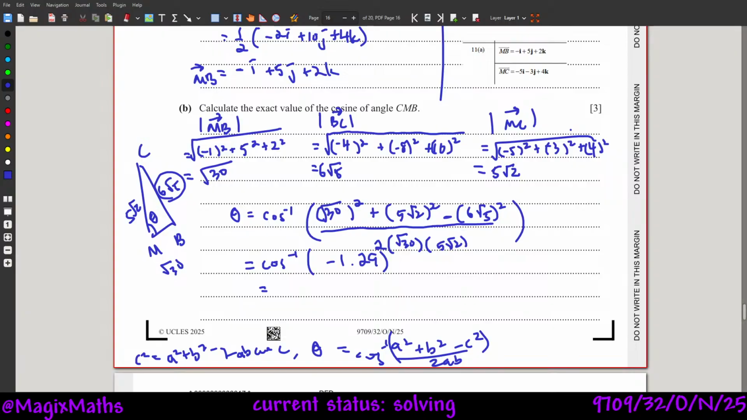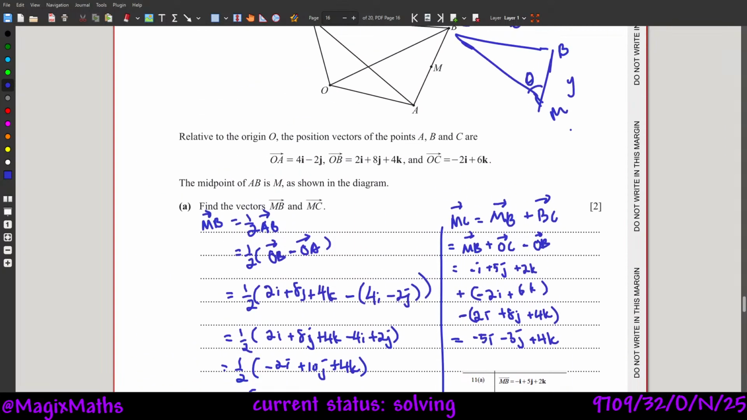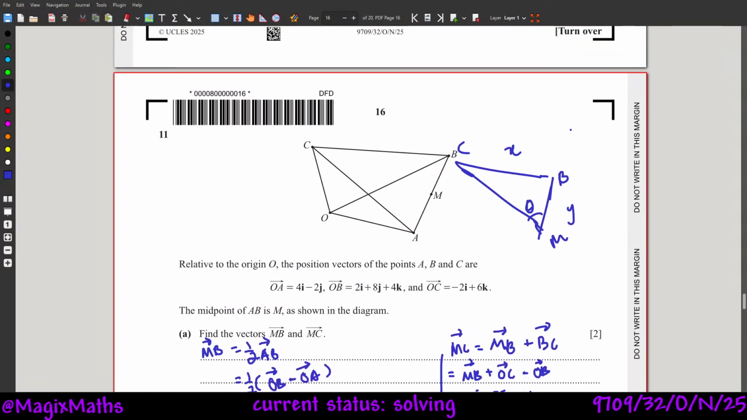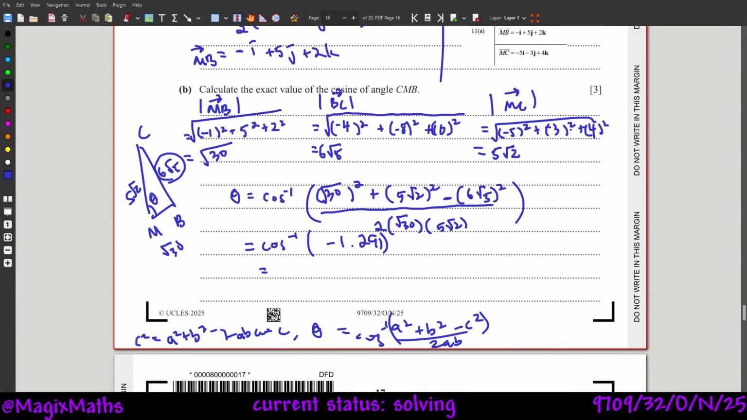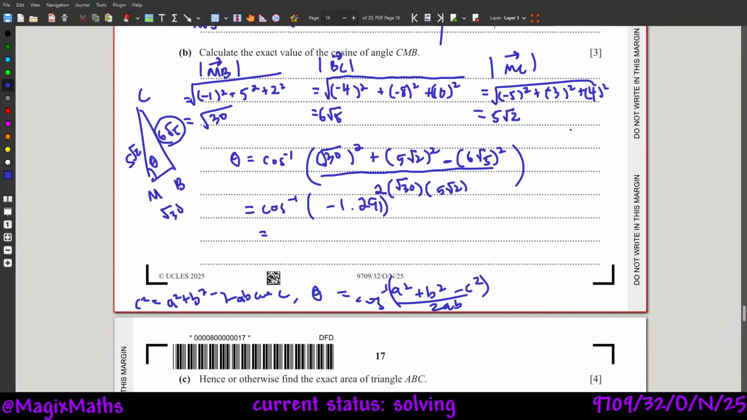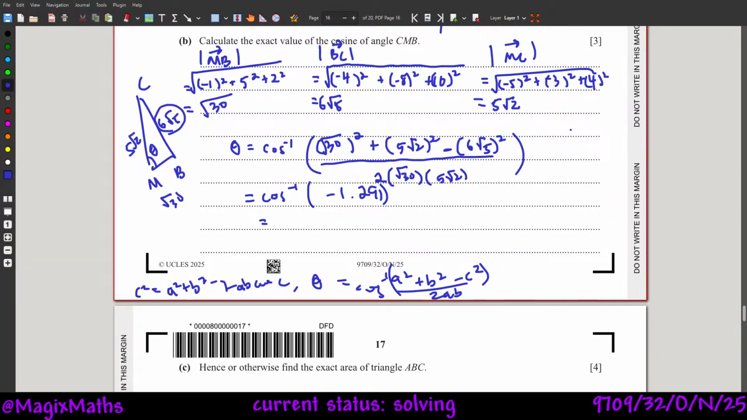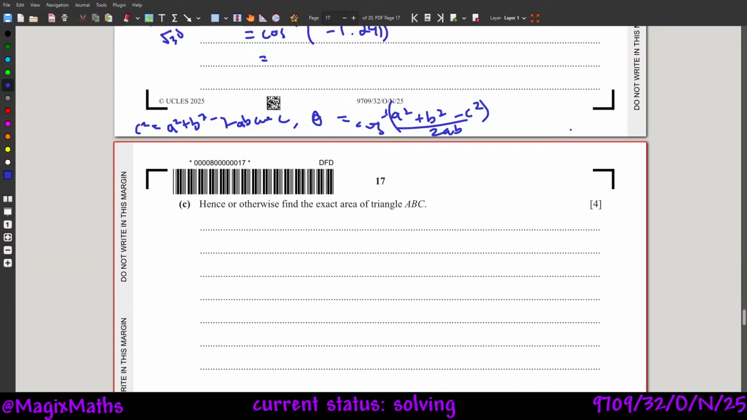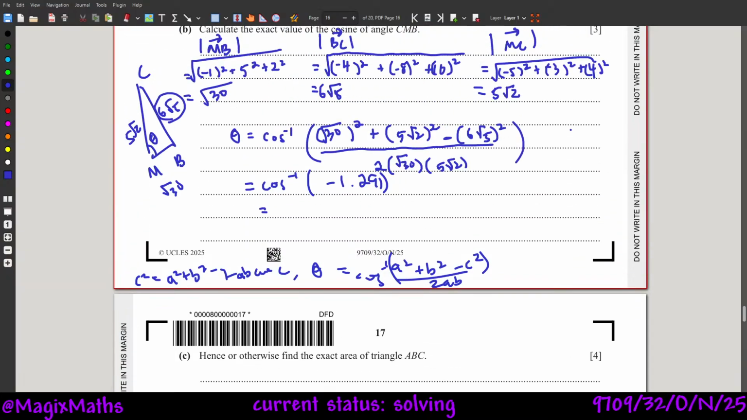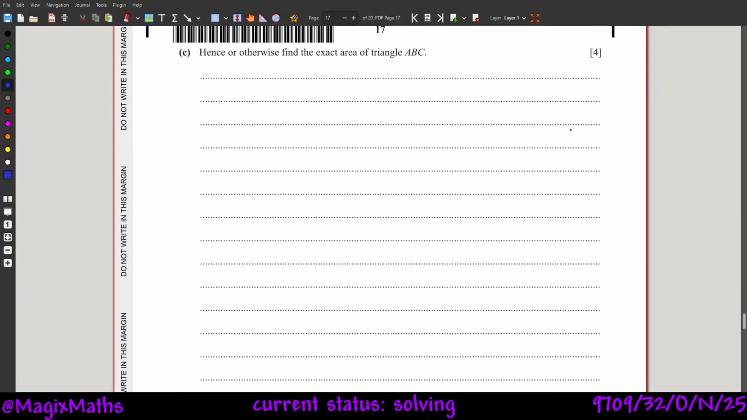a negative value, which is alarming. But it most probably means that CMB might not be acute. Oh, but this produces an error. So I don't think we'll be able to solve that. Okay, let's just move on. No, you know what? We're out of time. We ran out of time.